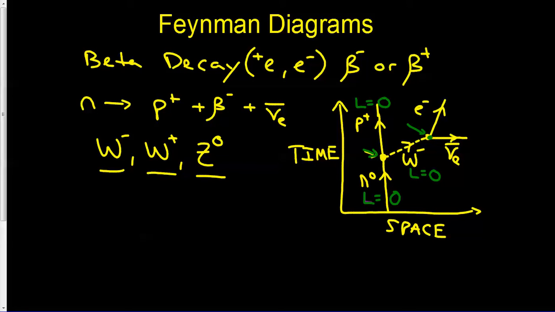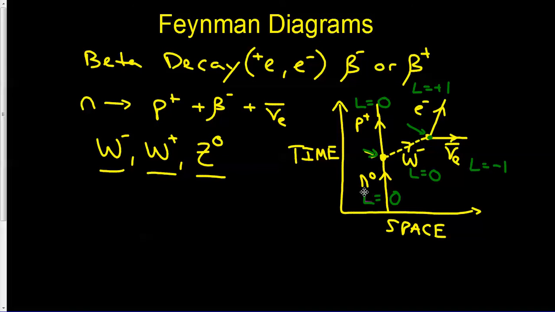Since the electron is a lepton, it has a lepton number of +1. The anti-electron neutrino is an anti-lepton, so it has a lepton number of -1. So we have 0 going in, and +1 and -1 going out, so lepton number is also conserved.